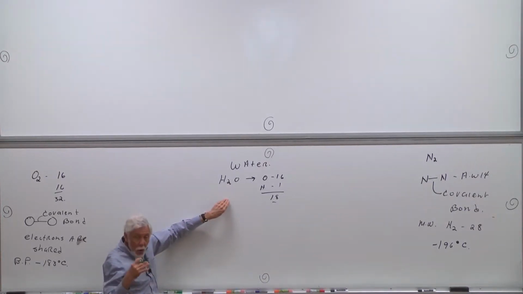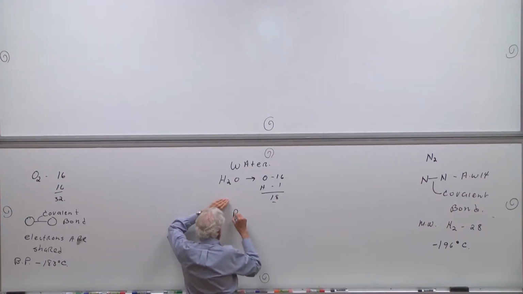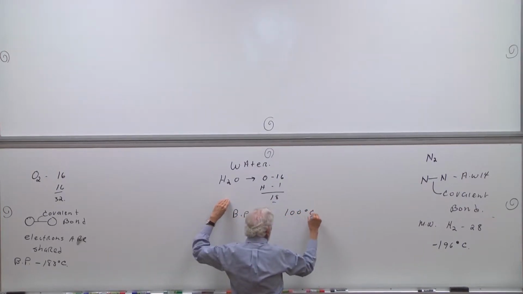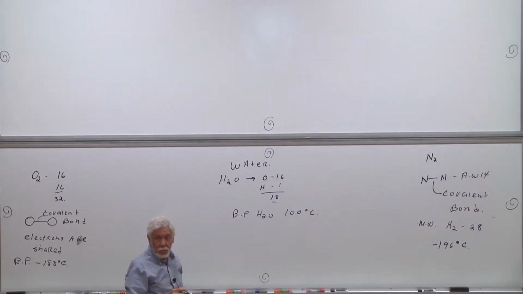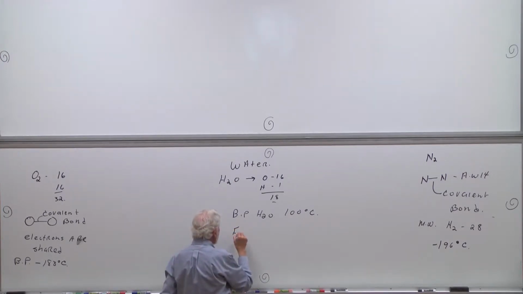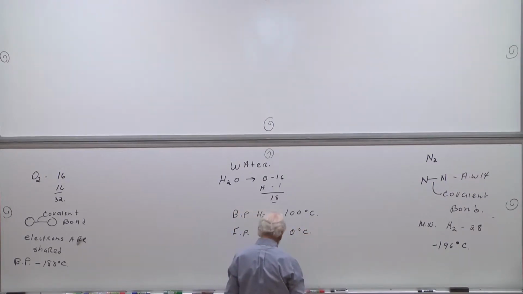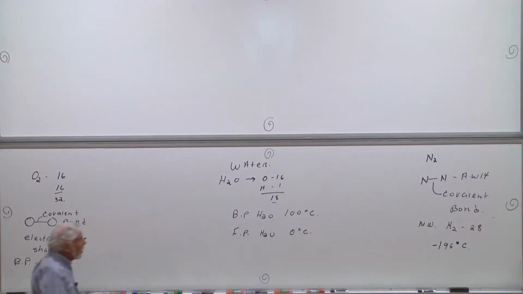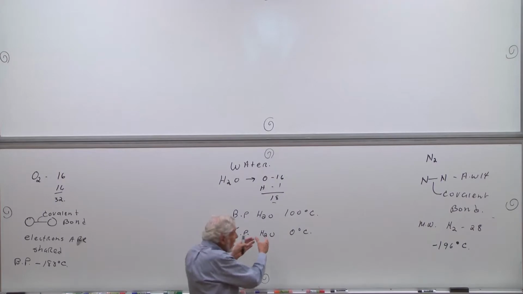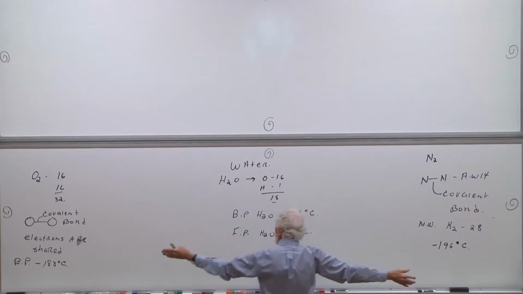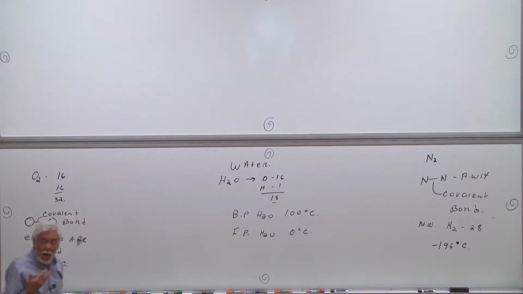Water, on the other hand, and we all know this intuitively, water boils. The boiling point for water is 100 degrees centigrade at sea level. The freezing point for water is 0 degrees centigrade. So what is it about water that makes these physical characteristics so remarkably different from nitrogen and oxygen, even though both nitrogen and oxygen have greater molecular weights?